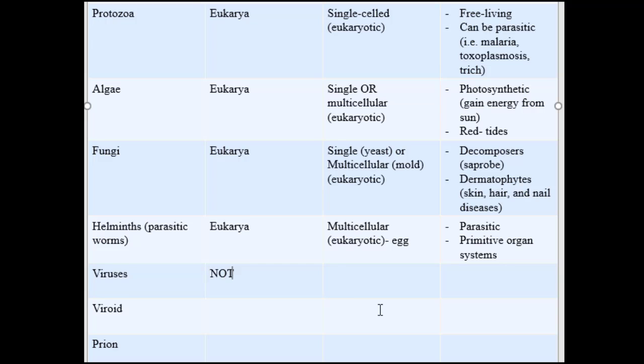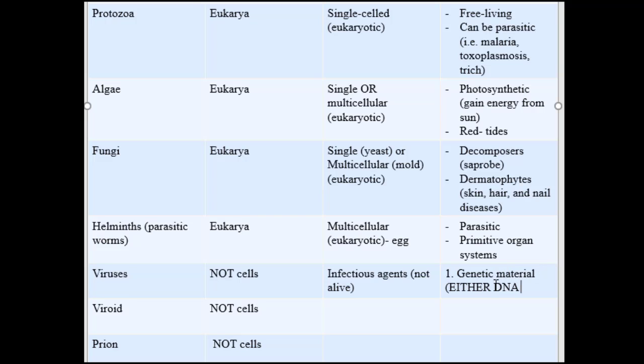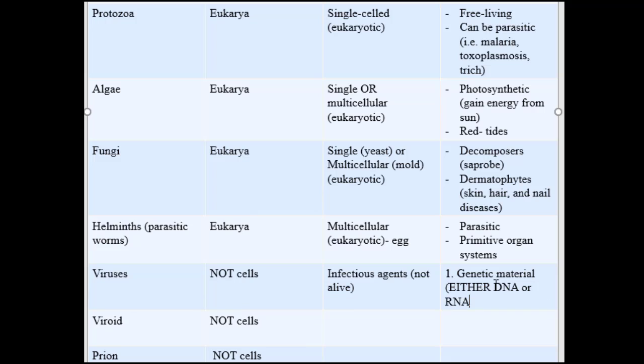We know viruses, these are not cells, these are infectious agents. They're not alive. So that goes for viruses, viroids, and prions. These are all not cells. They're all those infectious agents. Now, traits about viruses. Viruses are made up of two things. They have to have some sort of genetic material. So that genetic material could be either DNA or RNA, but never both.